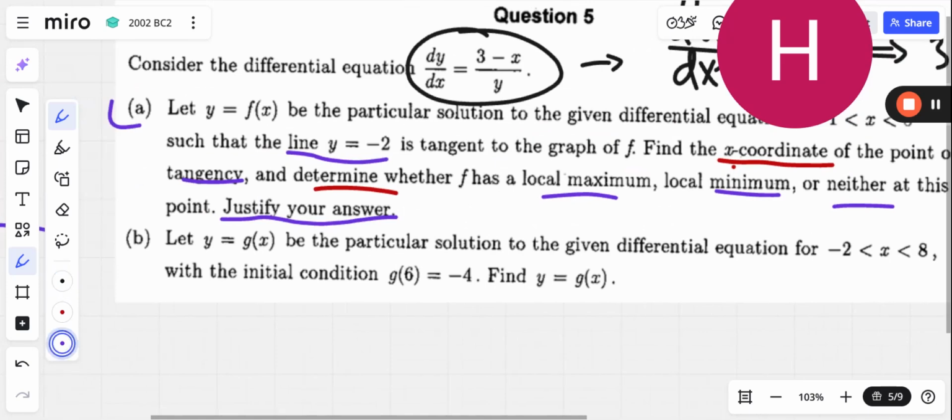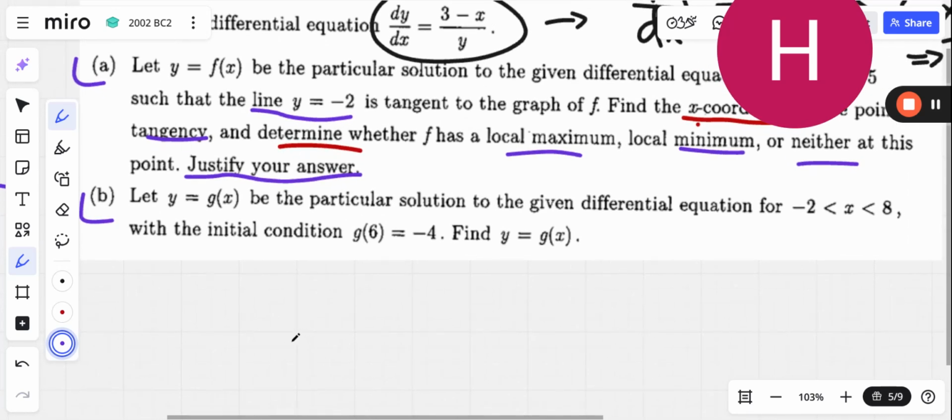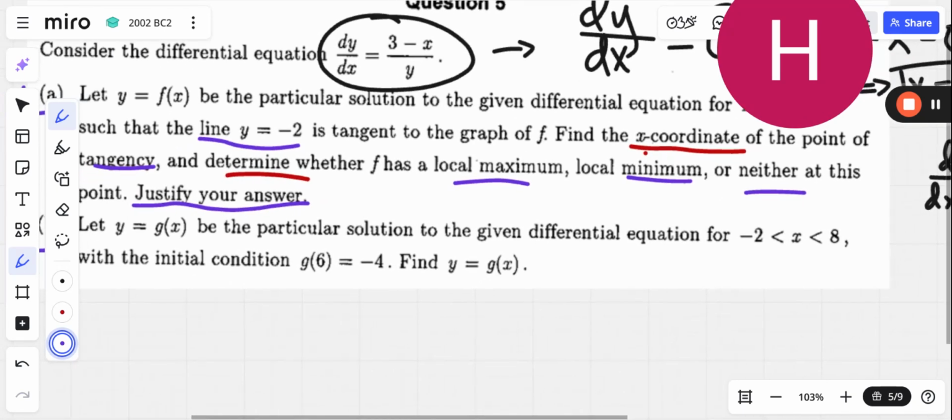Okay, let's move on to part B. It was a pretty easy part A. You probably get about 3 points, maybe 4, most likely 3. Part B says let y equals g of x be the particular solution to that given differential equation from negative 2 to 8.